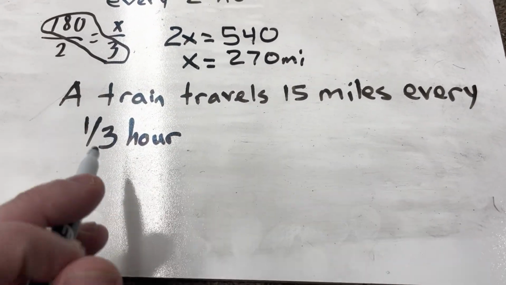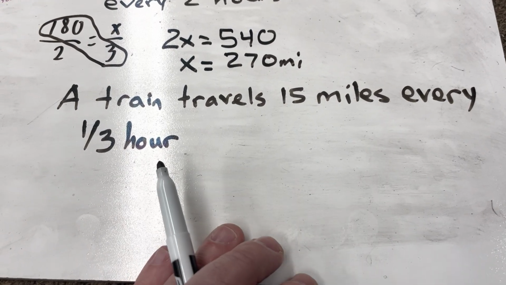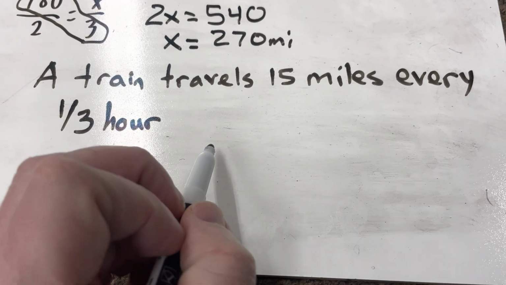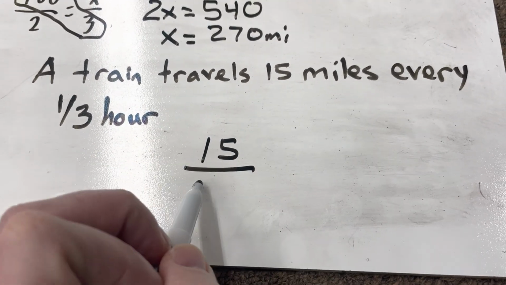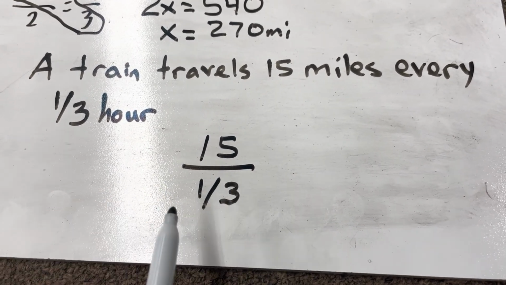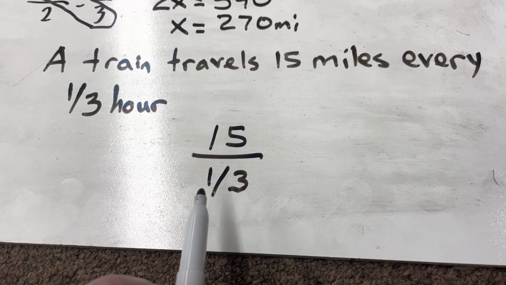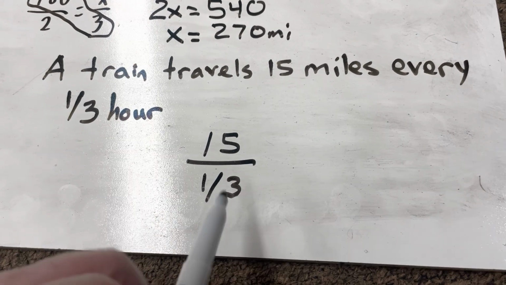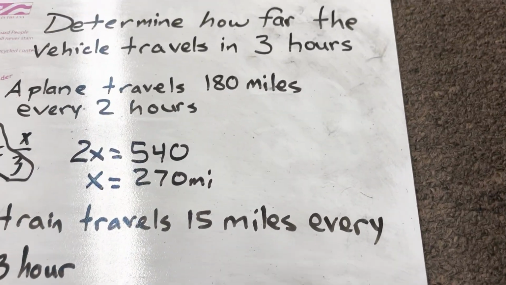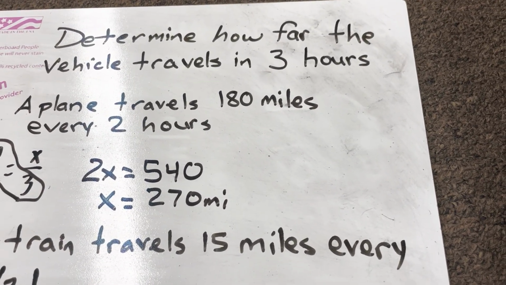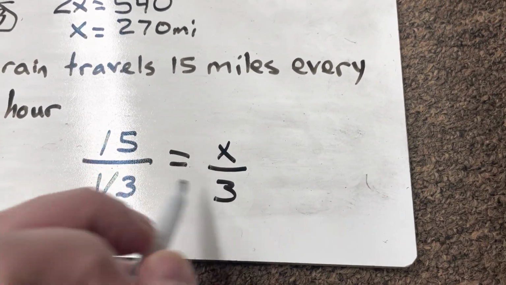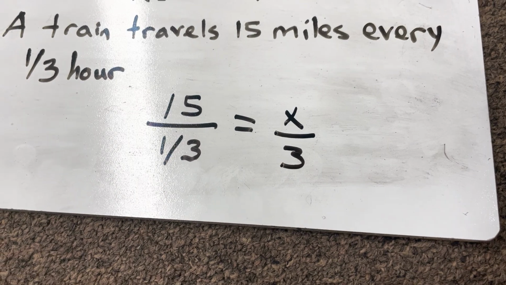All right, let's look at the second one here. A train travels 15 miles every 1/3 hour. So if it's going 15 miles every 1/3 hour, I don't really like fractions within fractions, but for the purpose of the scratch work and to display it, it's not a problem. But our job is to figure out how far the vehicle goes in 3 hours. So once again, we're going to have x over 3. Now I'm going to show another way to do this.